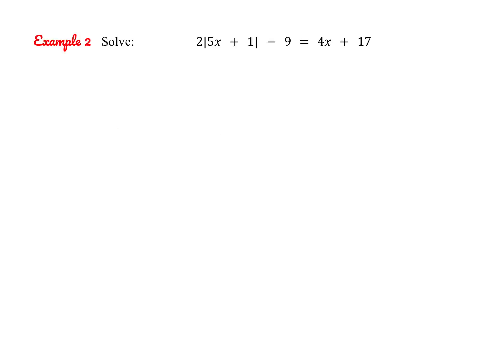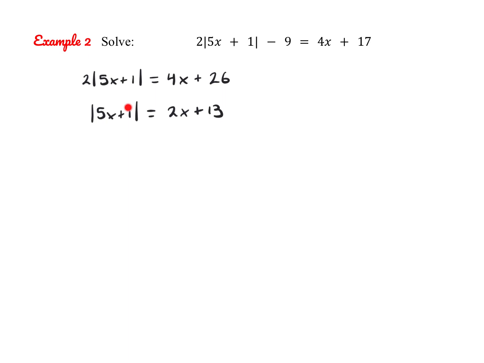All right, let's give this first one a try together. So again, I'm going to start by isolating my absolute value expression. So I can start by adding 9 to both sides. And then I can divide both sides of my equation by 2. Make sure you're dividing everything by 2.